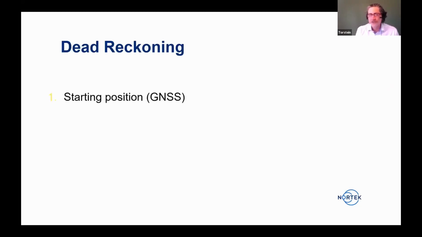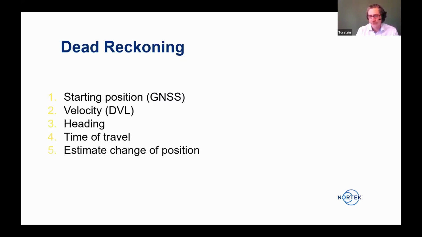And what we can consider here is first that there's a starting position, which you probably could get from a GNSS. And then you have the velocity, which will come from the DVL, a heading sensor, a time of travel, and an estimate and change of position. So what you do is you build up a trace of where you're going. What I'm showing here is the star as a starting point, and then we have vectors composed of heading and velocity that allow us to see where we started and where we ended up to get ourselves a position.